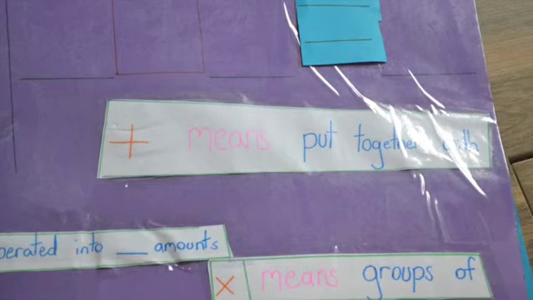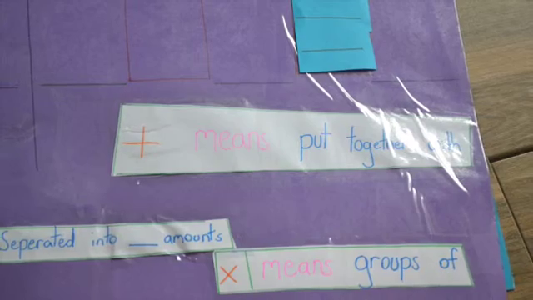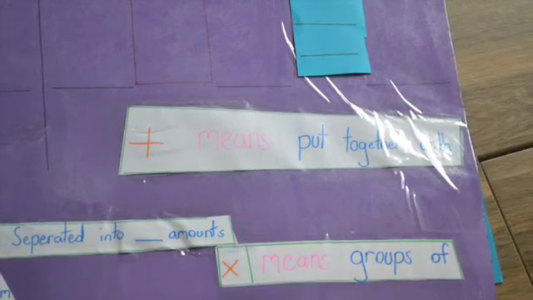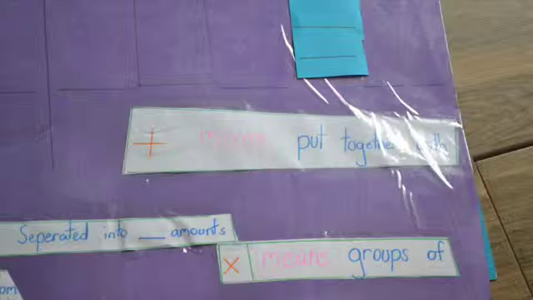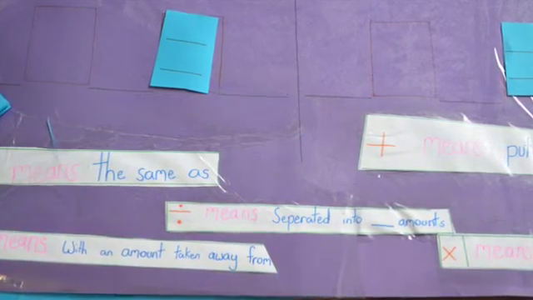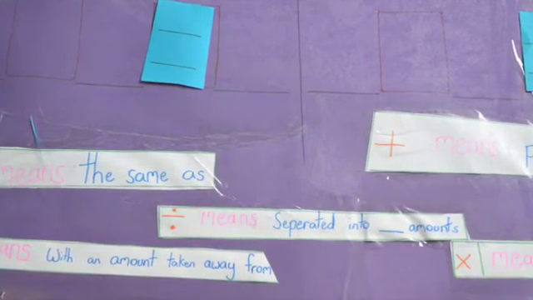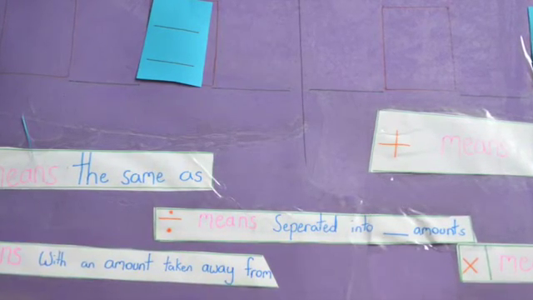At the bottom of the poster are the rules for the signs, reading: the plus sign means put together with, the minus sign means with an amount taken away, the times sign means put in groups of, divide by means separate into blank amounts, and equals means it's the same as. Throughout the weighing activity, we see that using inverse operations is an effective method in calculating unknown quantities, which we will look at in more detail in a later activity.